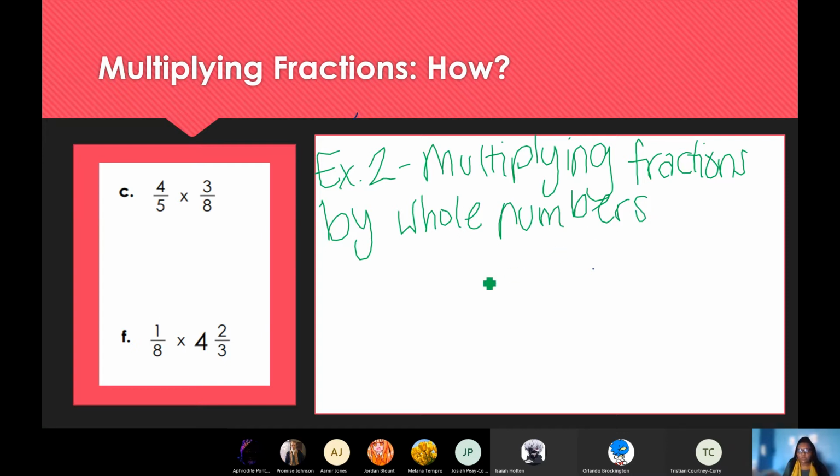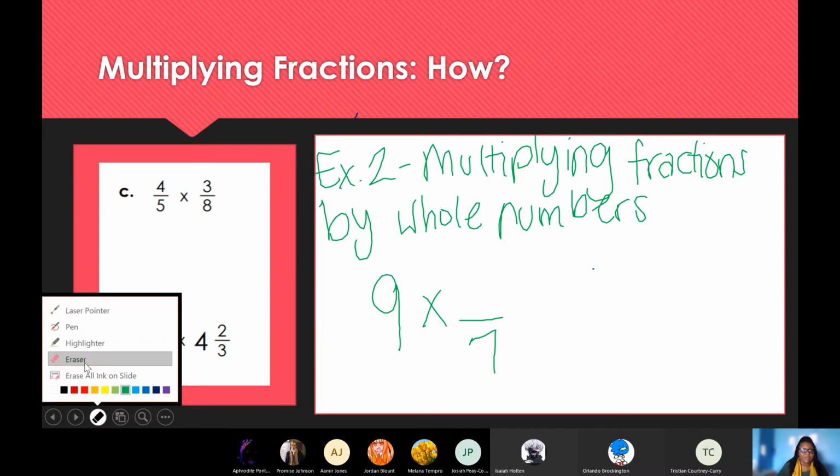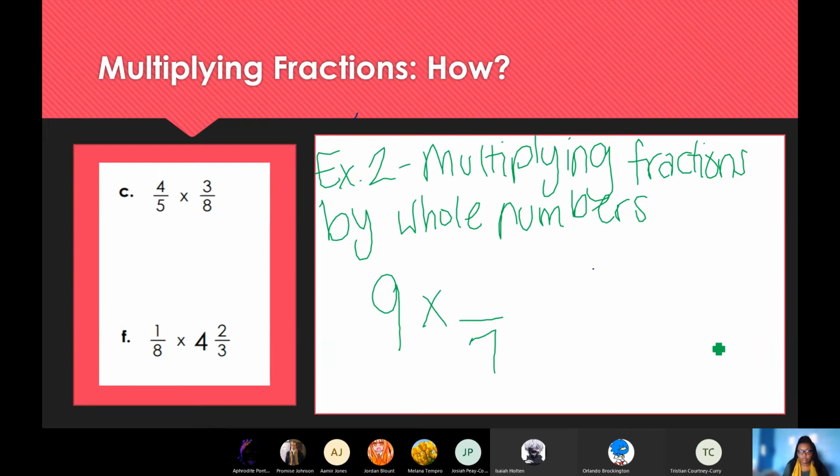So for our example 2, let's multiply 9 times 1/7. Actually, let's make it a little bit tougher. 9 times 2/7. It's important for us to know whenever we see a whole number, which 9 is, we can easily make that into a fraction. Can someone tell us how?